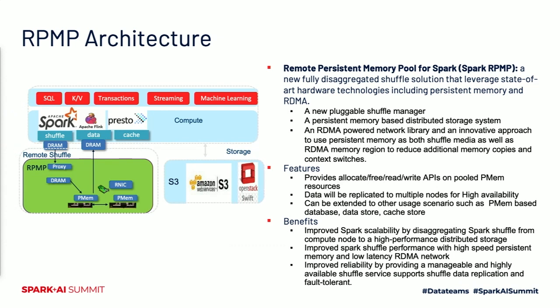So with this fully disaggregated RPMP architecture, it will help to improve Spark scalability because it disaggregates the shuffle from the compute component to an independent cluster. It will improve Spark shuffle performance because it leverages persistent memory as a shuffle media. It also can improve reliability in case of a shuffle failure because it replicates the data to another node in the RPMP cluster.